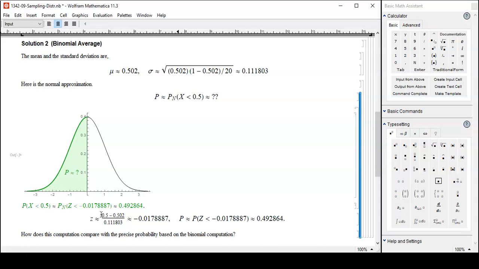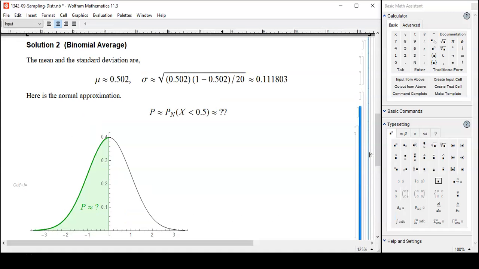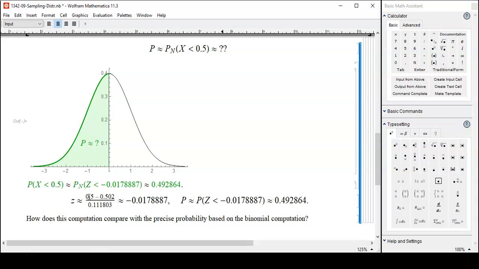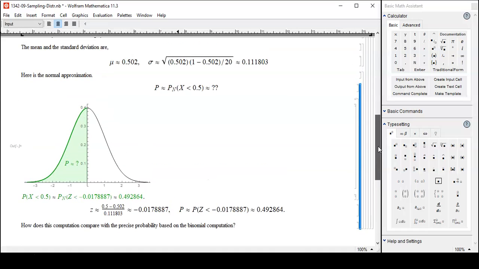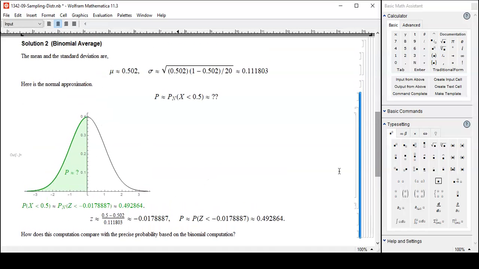Z computation is n minus center over SD. Let's see, do you see this? If I increase the font, do you see better? 0.5 minus 0.502 over the SE computation we did. We get negative 0.017 something. And if you look this up in the normal table, you're going to get 0.4920 approximately speaking. And I get a little bit better figure by Mathematica, but still this is what I got from this normal approximation using this sampling distribution of sample mean.